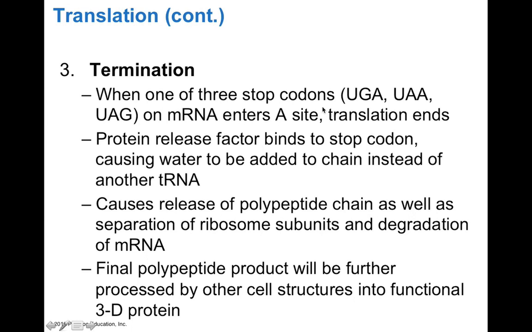Now, termination is the third step here, where one of these stop codons, like UGA, UAA, or UAG, enters the first site of the ribosome. And this is what stops translation. Mostly because we actually have no specific anticodons here for these codons, they always code for stop. The protein releases, and essentially what we find is that this causes the release of the polypeptide chain, as well as separation of the ribosomal subunits, and then subsequent degradation of that mRNA.